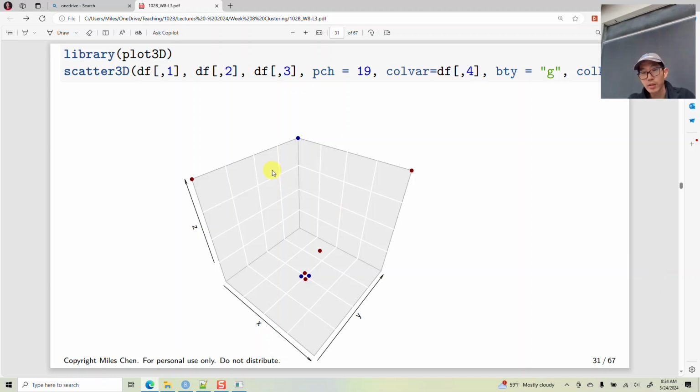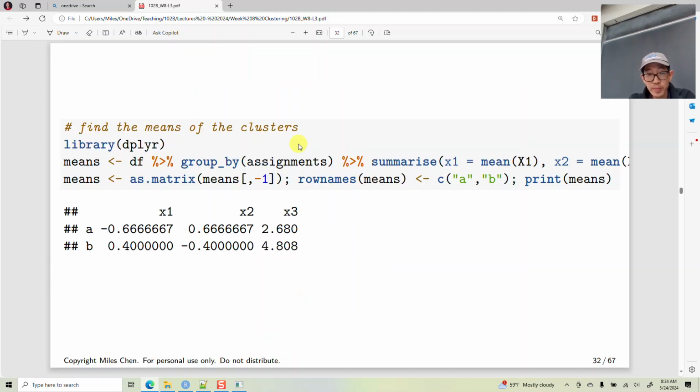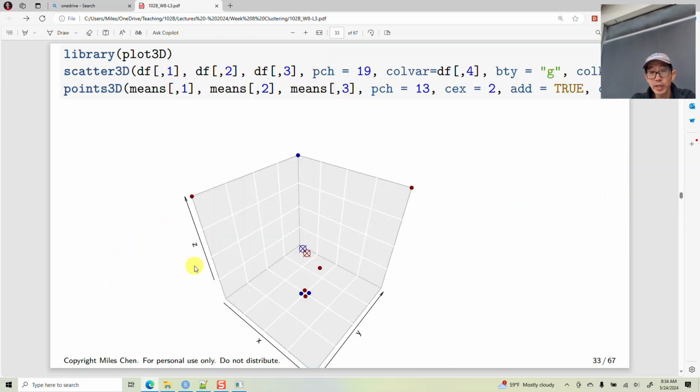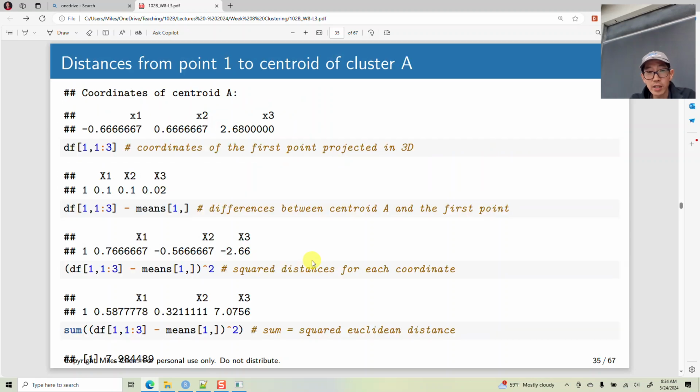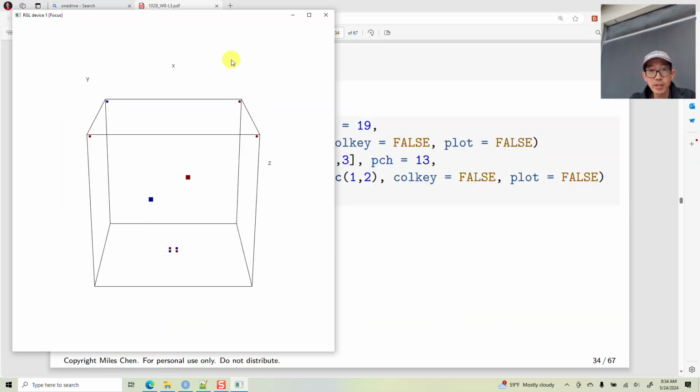So when we randomly assigned them, we had 1, 2, 3, 4, 5 assigned to red, and then 1, 2, 3 points assigned to blue. And then we said, okay, what is the mean of the cluster A, which is blue, and what is the mean of cluster B, which is in red? Okay, and these are the centroids. It's plotted in 3D.